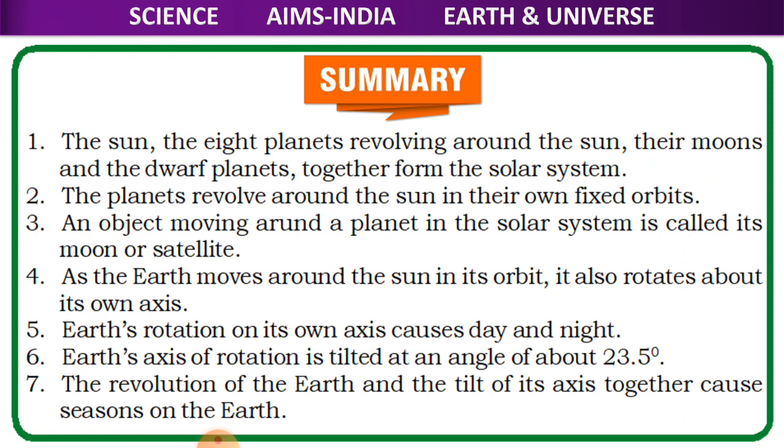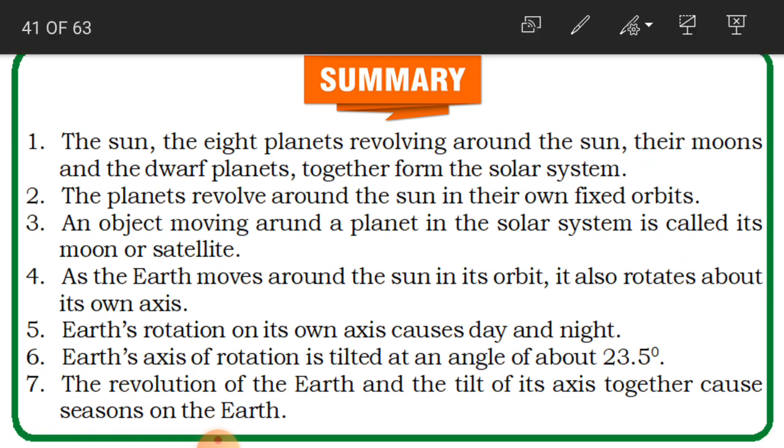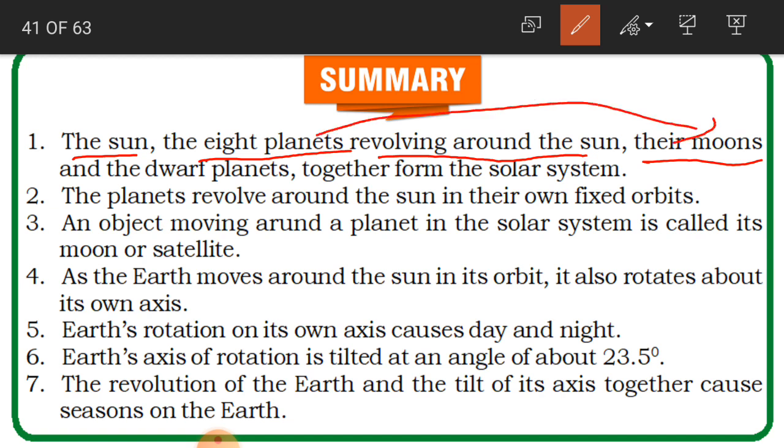Like the sun, the 8 planets revolving around the sun, their moons and the dwarf planets together form the solar system. Okay children? So what we have learnt about the solar system is the sun, the 8 planets which are revolving around the sun, and their moons. Which moons? The planets' moons here. And the dwarf planets all together are going to form the solar system. And the planets revolve around the sun in their own fixed orbits, that is in their own fixed paths.